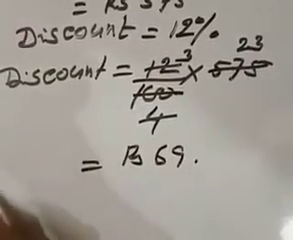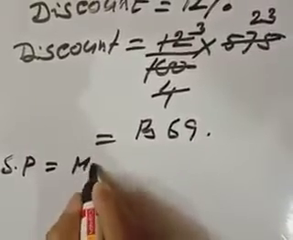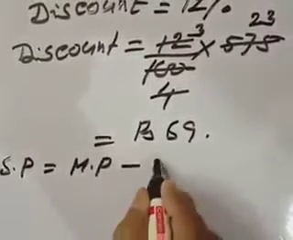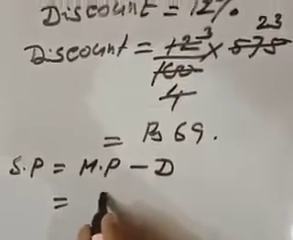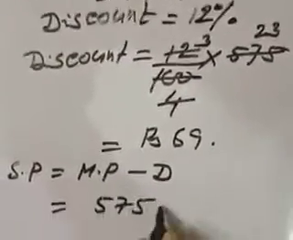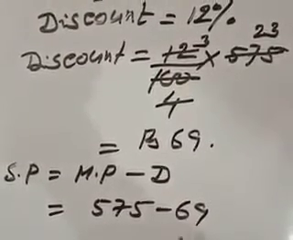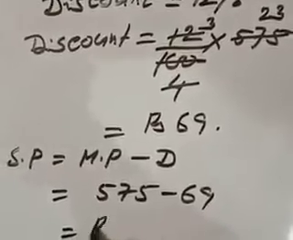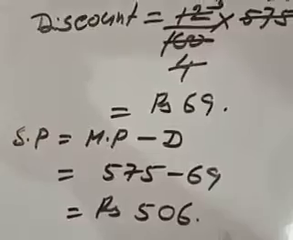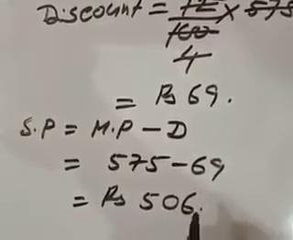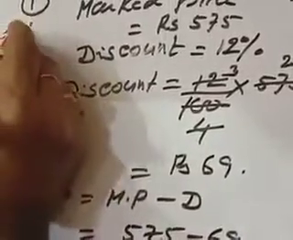Now you have to find the selling price, that is SP. Selling price is equal to mark price minus discount. Short form I have written. Mark price is equal to 575 and discount is equal to 69. From 575 we subtract 69, then it will be rupees 506. Selling price is equal to rupees 506. This is question number 1, point number 1.